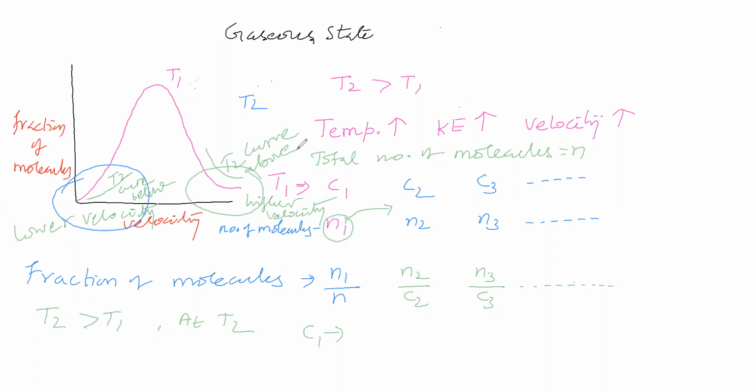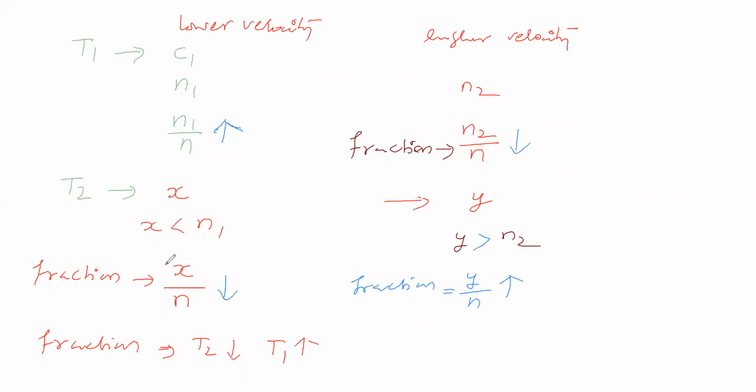Next we will see the Cp value. This is at T1 temperature. It is the maximum fraction of molecules. The corresponding velocity is called Cp, the most probable velocity. We know that the most probable velocity is equal to the square root of 2RT by m.